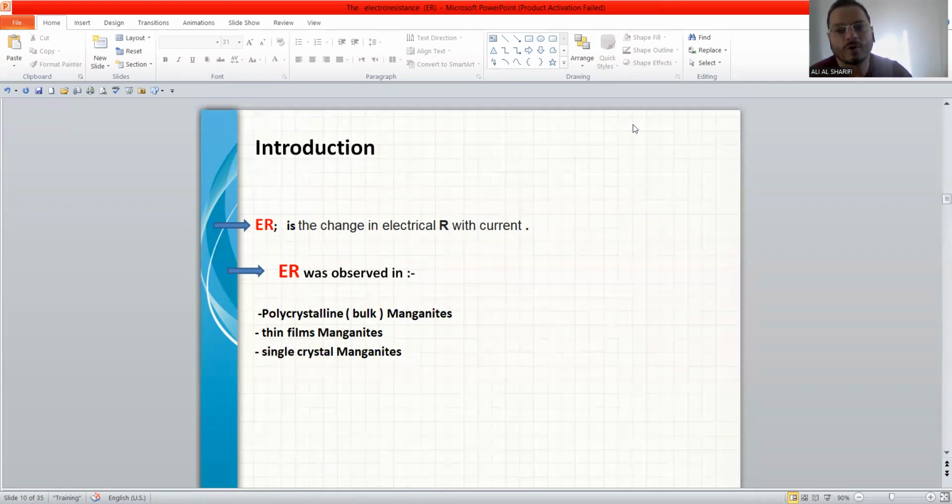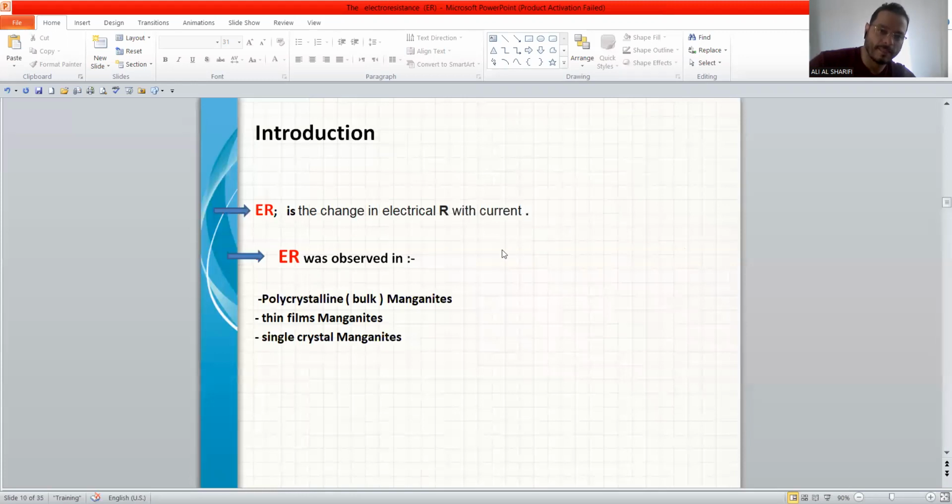Electric resistance was observed in three things. The first one is bulk polycrystalline manganite, then thin film manganite, and the last one is single crystal. That means bulk polycrystalline, thin film, and single crystal manganite.